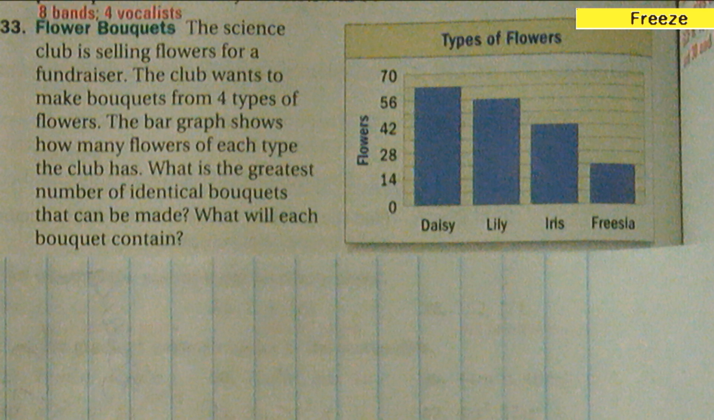So the first thing you're finding is the greatest number of identical bouquets. So they're having identical, meaning the same number of daisies in each, the same number of lilies in each. The second part is how many of each type of flower are in each bouquet. We got to figure out that too. So let's do the greatest number of bouquets first, and then we'll figure out that second part.